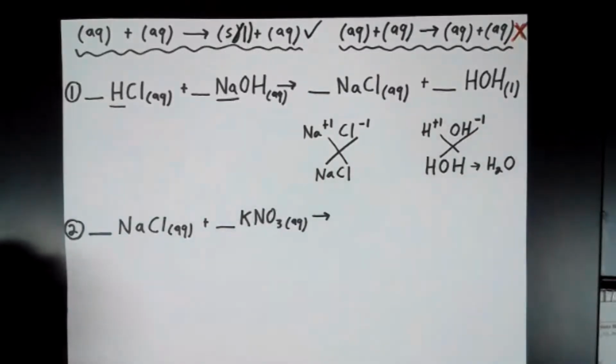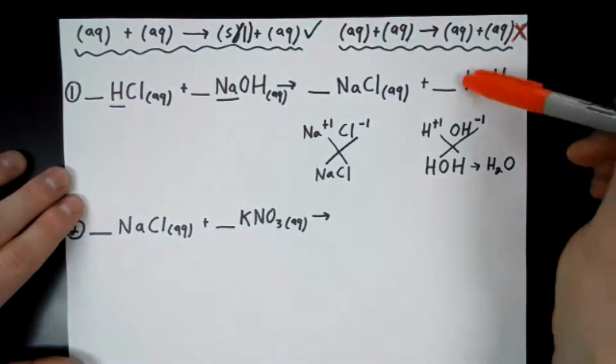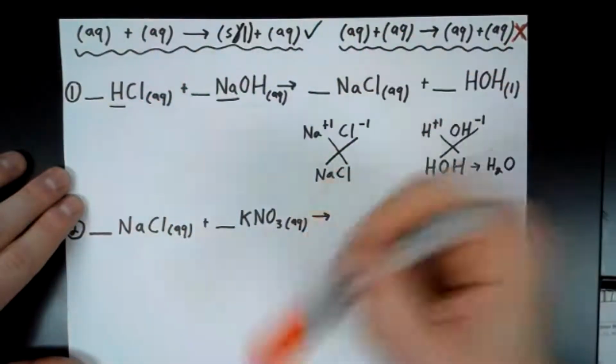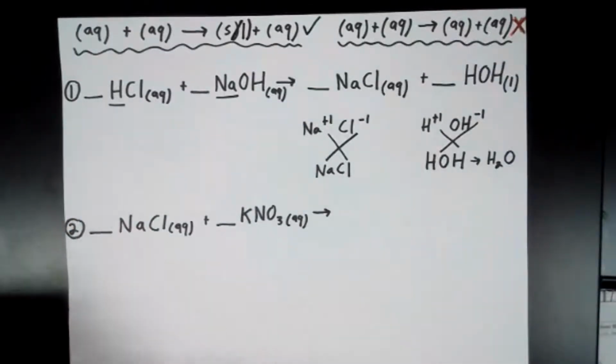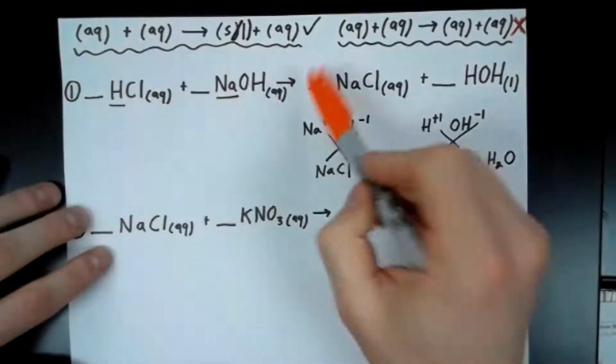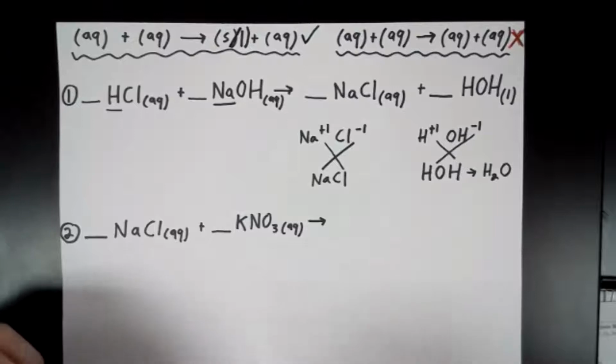Now, of course, the last step is to always make sure that the equation is balanced. 2 hydrogens, 2 hydrogens, 1 chlorine, 1 sodium, 1 oxygen, 1 oxygen. Boom, there you go. Already balanced. So we could put 1s in the blank, or we could just leave it as is. I think we'll just leave it as is because I think it looks a lot better that way.